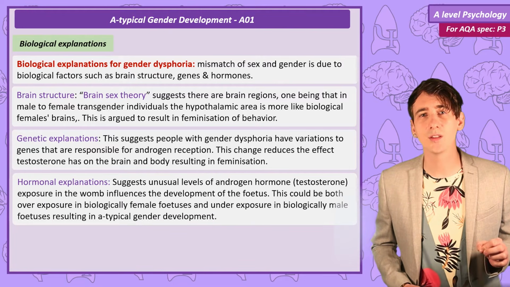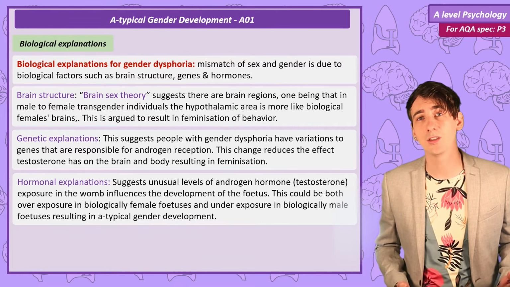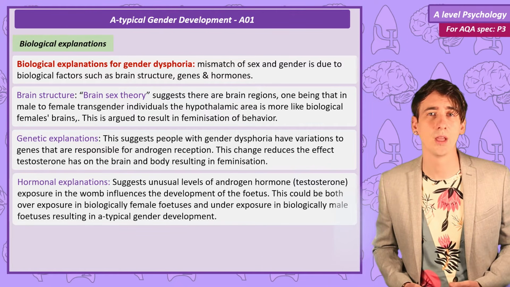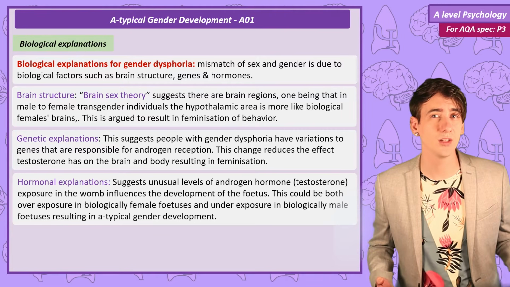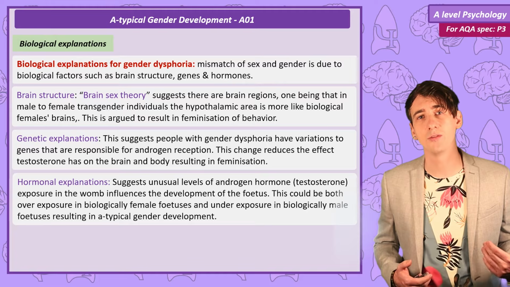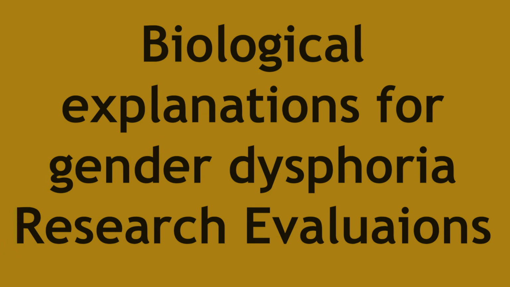If the growing fetus is exposed to unusual levels of testosterone, for example, this could lead to a change in the gendered behaviour. So, potentially overexposure in female fetuses leading to masculinization, and underexposure of male fetuses leading to feminization. Biological explanations for gender dysphoria.